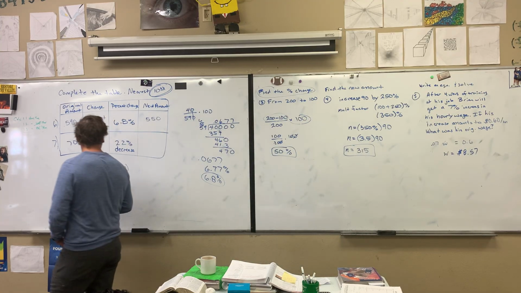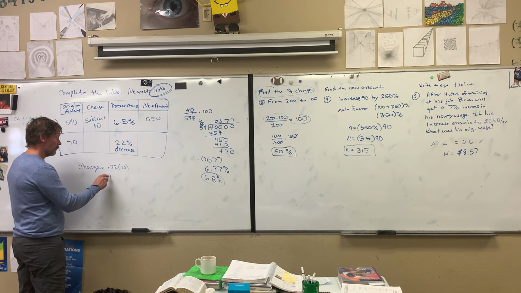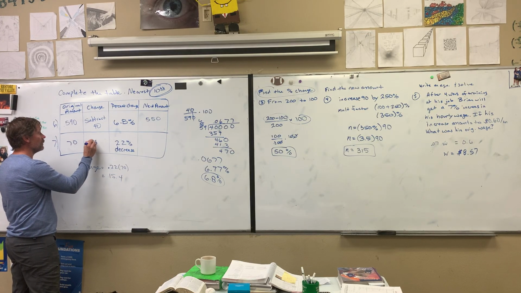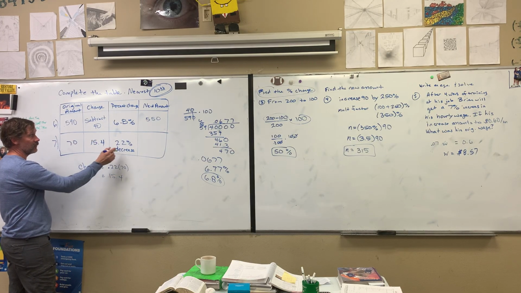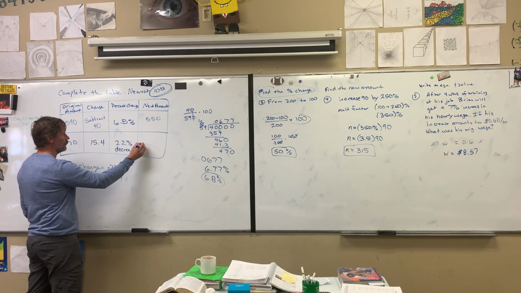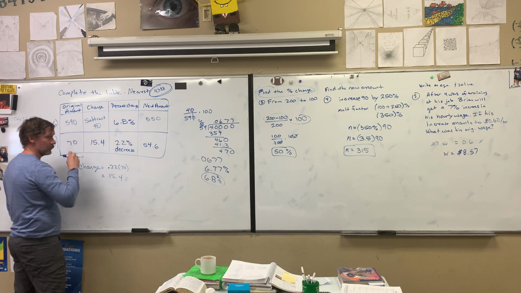Okay, so what do we get? 0.22 times 70. Anybody? 15.4. Exactly. Came out exact? Yeah. Okay. So then 15.4 was our change, and since it's a decrease, we're going up or down? Down. Down, and so this goes to a 54.6. There you go.